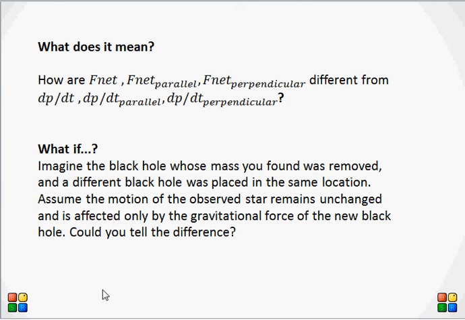Lastly, what if? Imagine the black hole whose mass you found was removed and a different black hole was placed in the same location. Assume the motion was unchanged and is affected only by the gravitational force of the new black hole. Could you tell the difference? No, since the motion remained unchanged, we would not be able to determine that this was a different black hole.